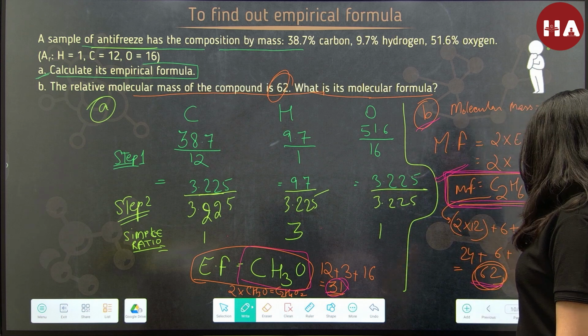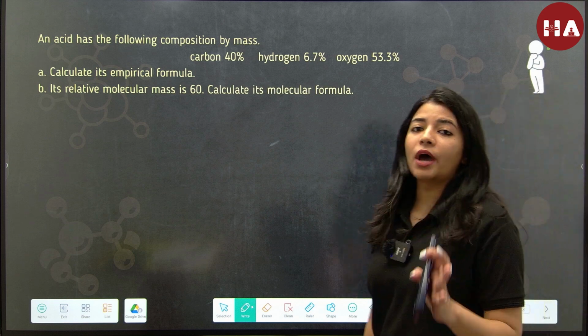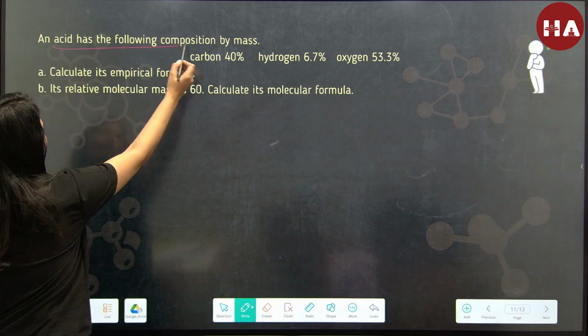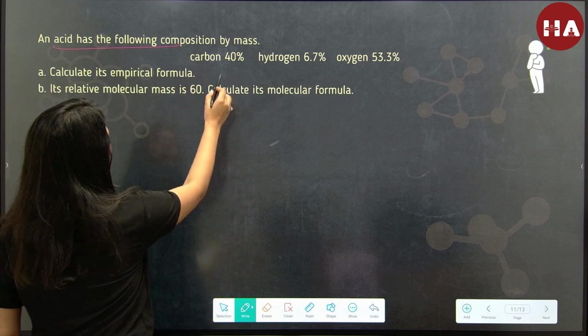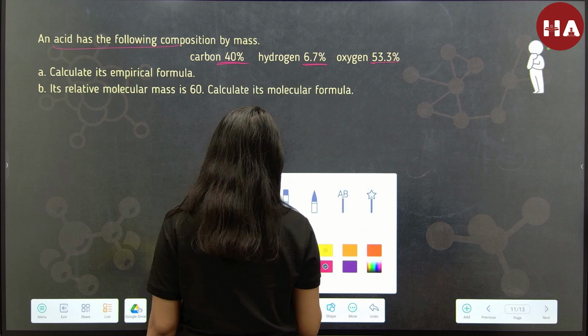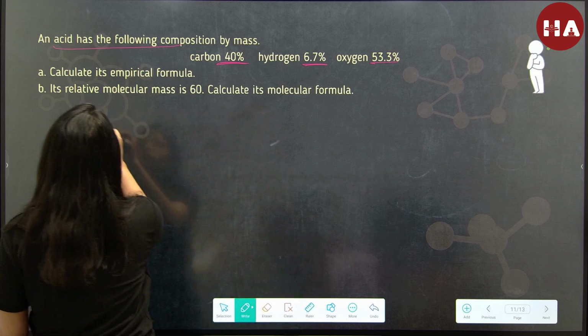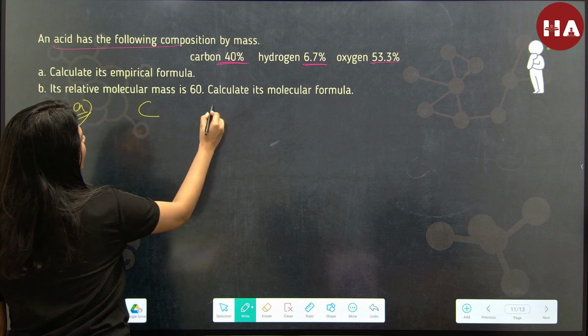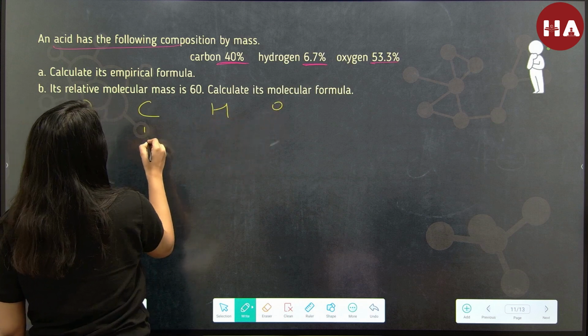Now let's move on. Okay, so I have one more similar type of question for you. In this question, an acid has the following composition by mass: carbon 40%, hydrogen and oxygen. Now let's quickly do it in a similar way. So we'll do the A part first. Carbon, hydrogen and oxygen is given, right? 40%.